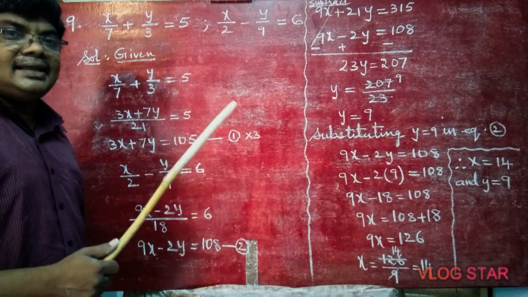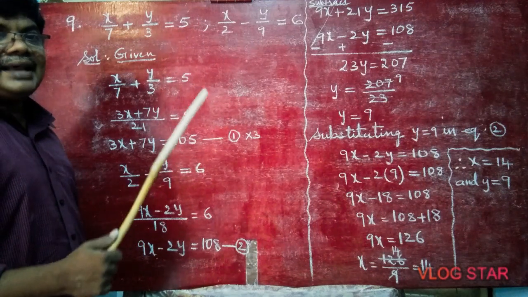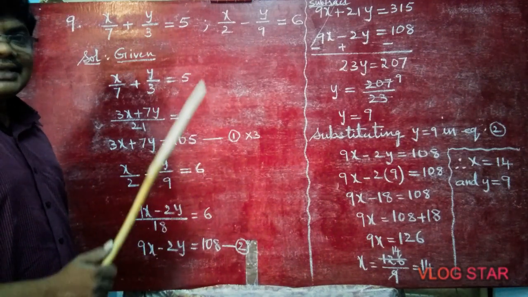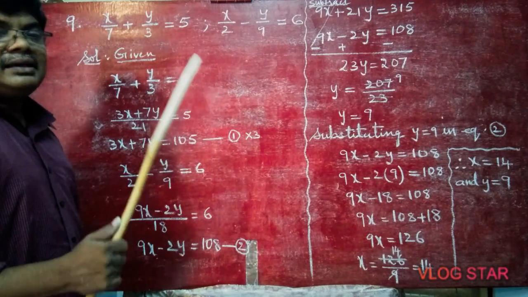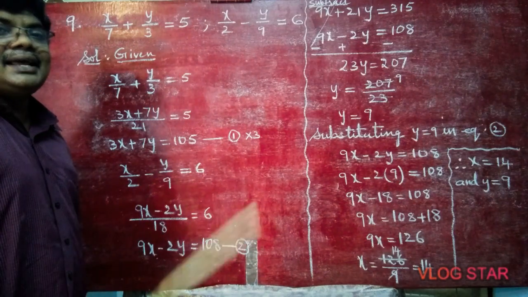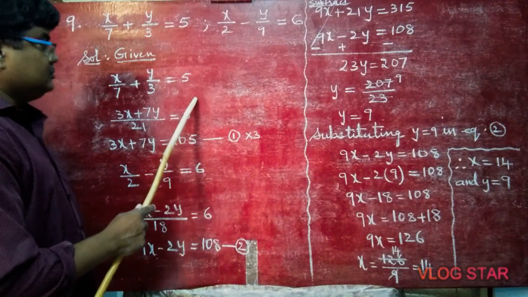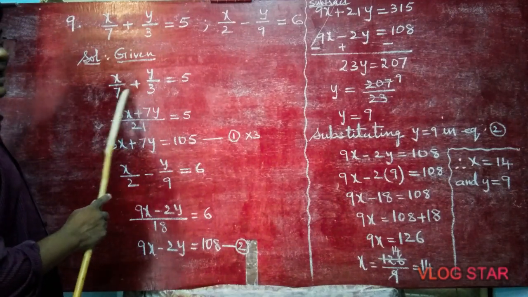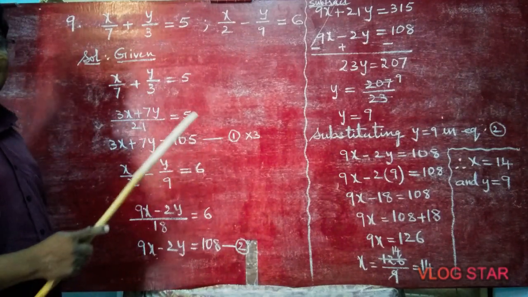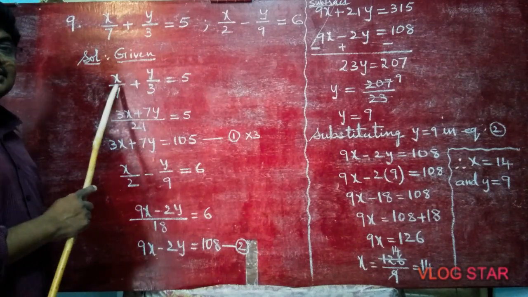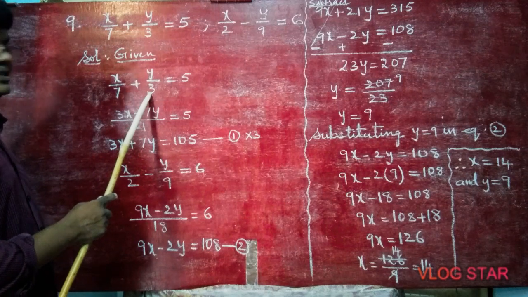If two simultaneous linear equations are there, a1x plus b1y plus c1 is equal to 0, equation 1. Second equation will be a2x plus b2y plus c2 is equal to 0. So, two simultaneous equations, we are going to bring in that order. Now, whenever we are adding or subtracting fractions, we have to take the LCM.